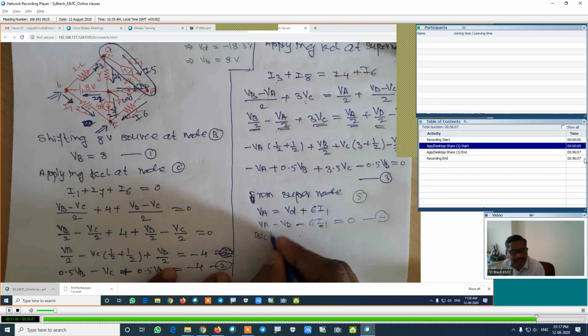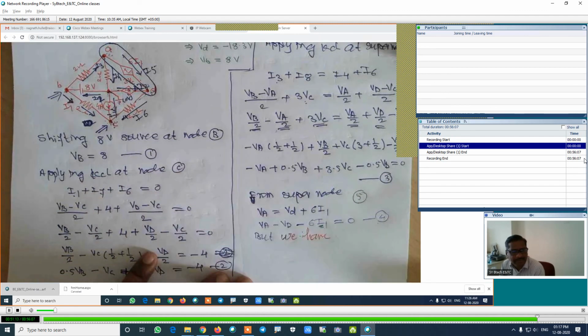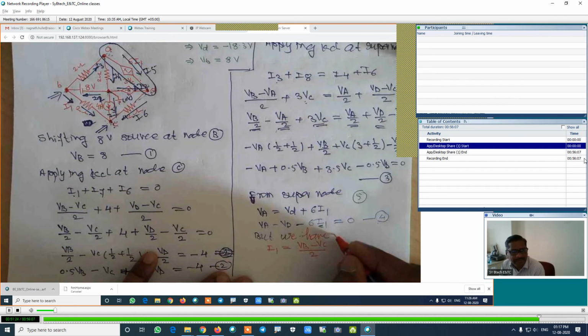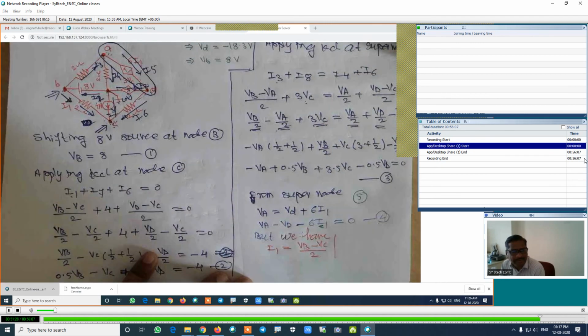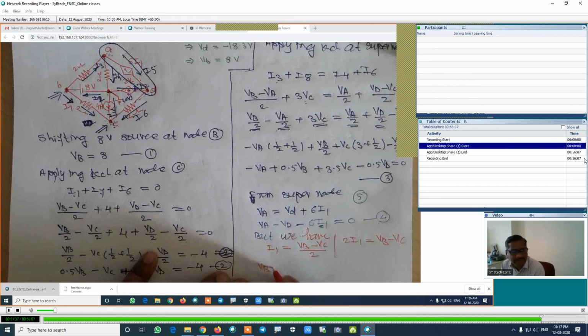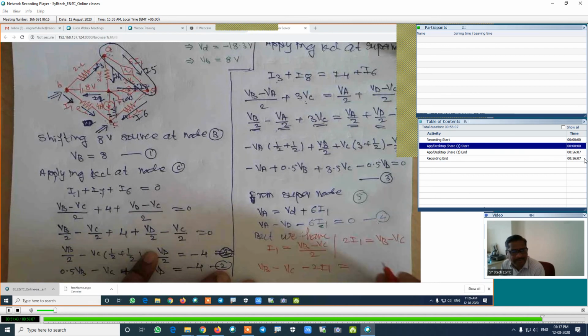How much is I1? I1 is equal to VB minus VC divided by 2. If I am simplifying the same equation, how will the simplification be? If I am shifting this value to the other side, it is 2I1, which is equal to VB minus VC. Otherwise, VB minus VC minus 2 into I1, which is equal to 0, and this is equation number 5. I am shifting this value to the other side, that is I1.